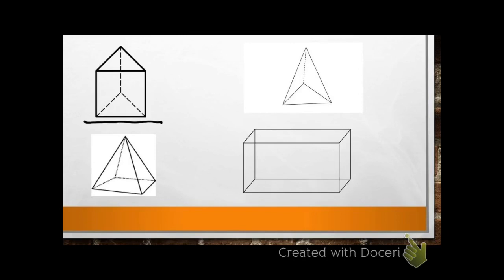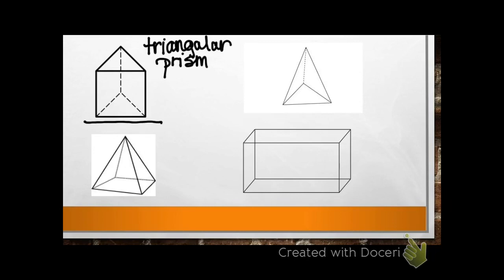If you said prism, you are correct. It has a flat base and a flat bottom. Now I'm going to look at the base to decide what we're going to call this. What kind of a prism is it? And the base is what shape? Right, it's a triangular prism.